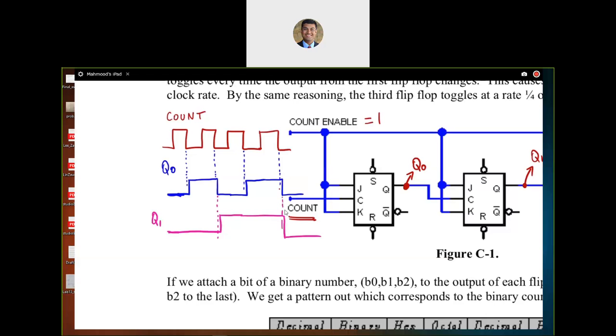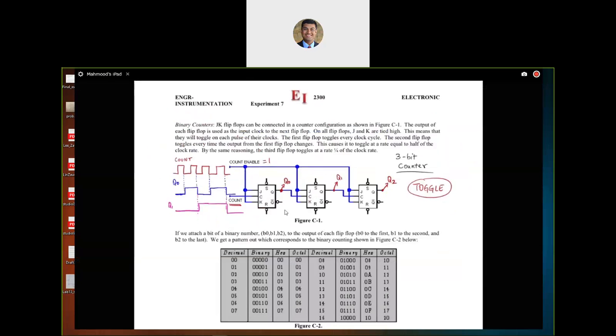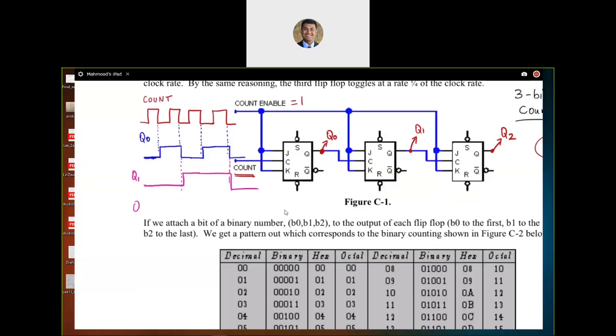And I can apply the same logic to get Q2, which is going to toggle every time Q1 goes from high to low. So I can use, say, a different color to write Q2, assuming that it starts at 0. Every time I have a negative edge, it is going to toggle. And this is going to keep continuing.